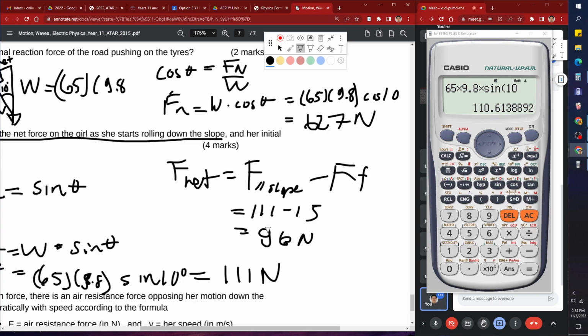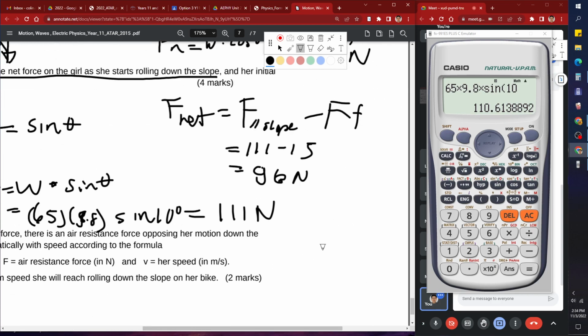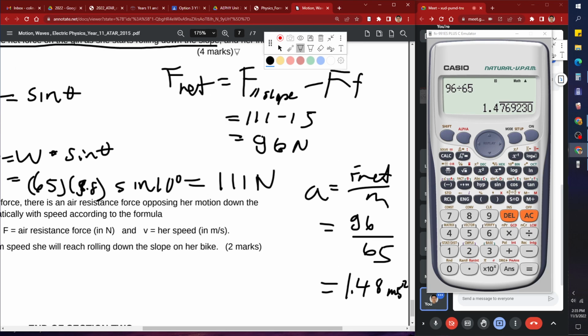Okay. Are we done yet? No. It asks us, what is the initial acceleration? Okay, yes, F net divided by the mass. There we go. 1.48 meters per second squared. Acceleration. Okay? So there it is again.